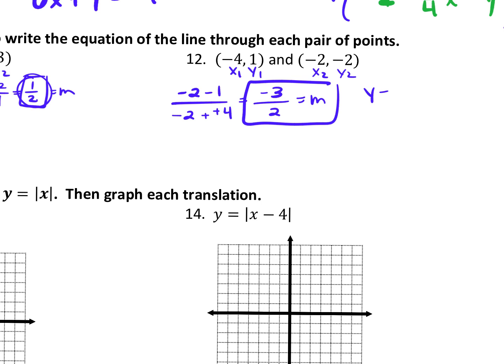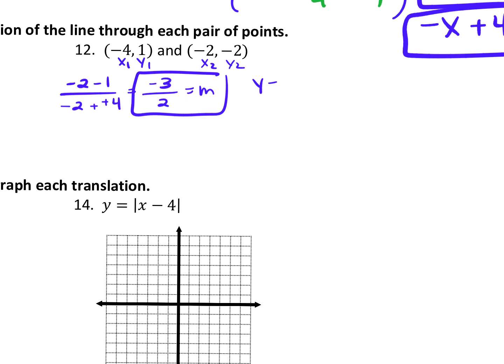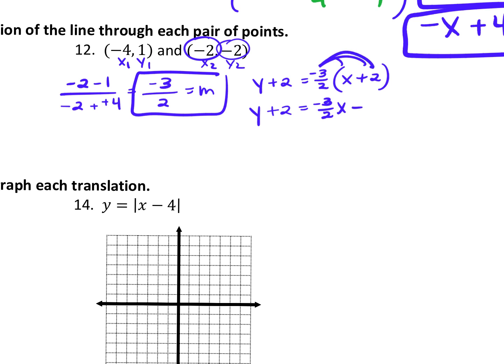You could do it with that one, but it's just going to be a little less nice to break down initially. So y minus negative 2 would be y plus 2 equals negative 3/2. And then x minus negative 2 would be x plus 2 also. So that when you distribute this, y plus 2 equals negative 3/2 times x minus negative 3/2 times 2. Those 2's will reduce to 1, so it's just going to be negative 3.